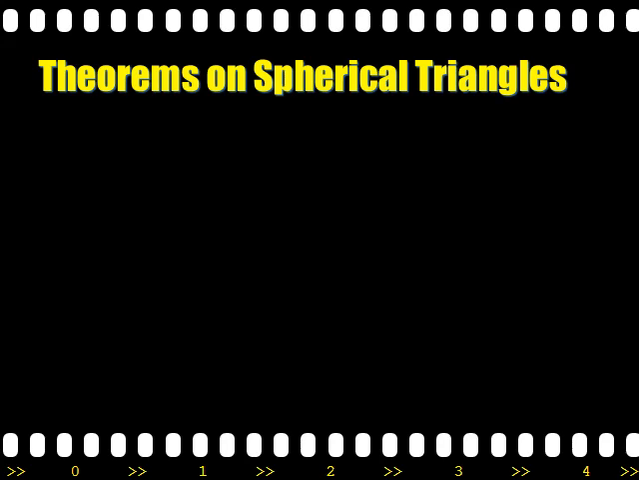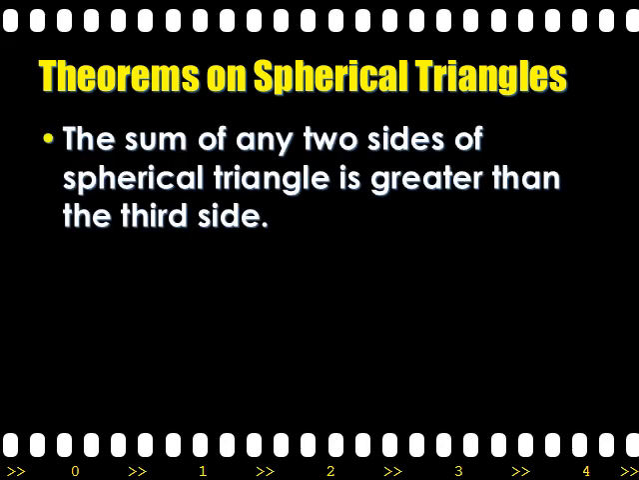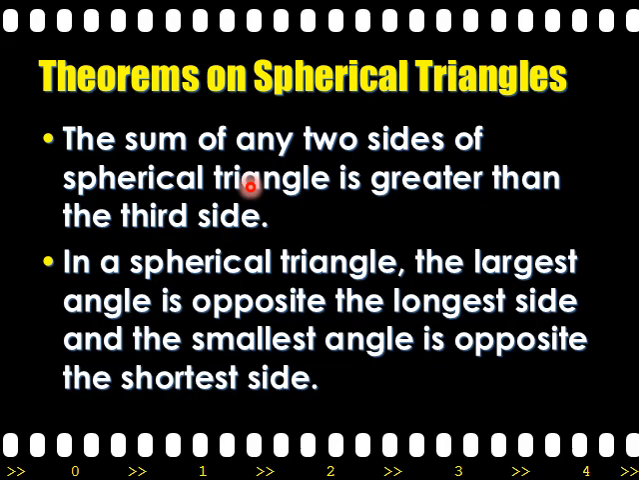Okay, so we also have theorems on special triangle. So, yung una, the sum of two sides of a spherical triangle is greater than the third side. So, ito parehas lang din sa plane triangles na kapag in-add nyo yung dalawang side niya, yung sagot doon ay palaging mas malaki kaysa doon sa value ng third side. And in a spherical triangle, the largest angle is opposite to the longest side and the smallest angle is opposite to the shortest side. So, parehas lang din sa plane triangle na proportional siya eh. Kung ano yung pinakamalaking angle, yung opposite side niya rin yung pinakamalaki.